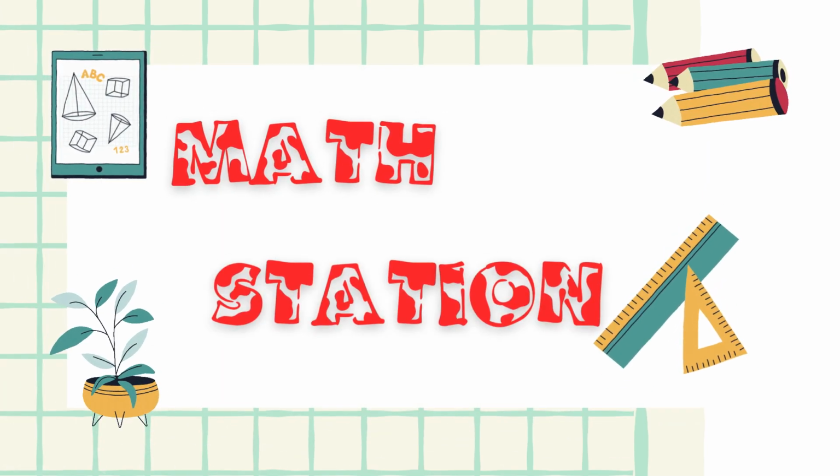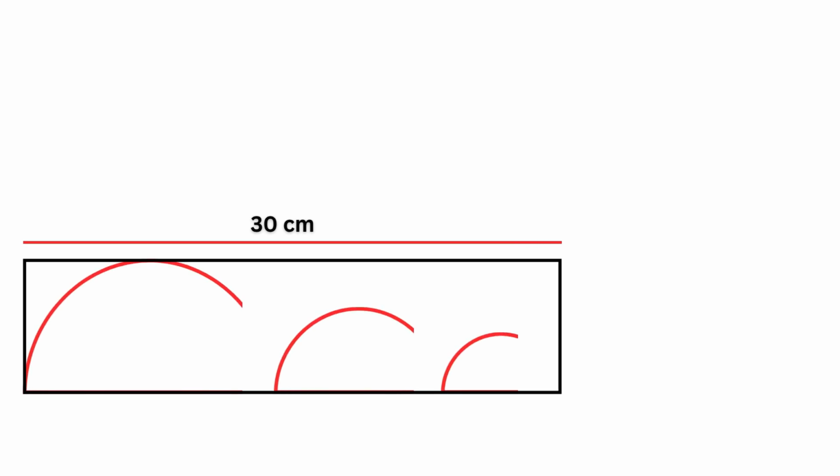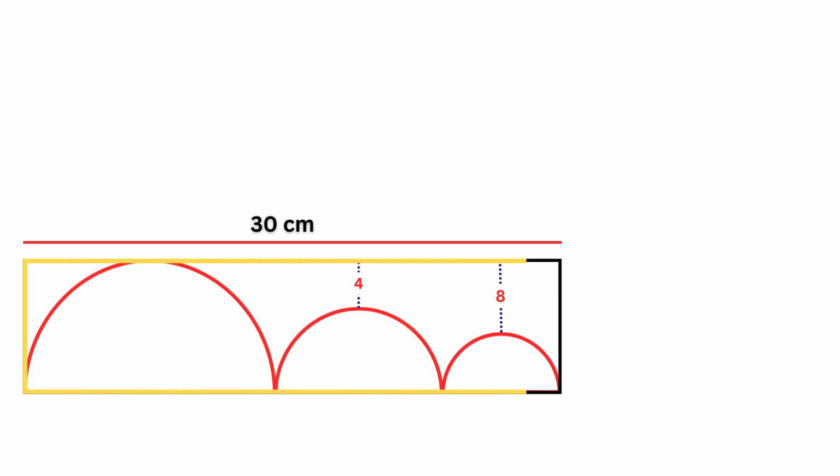Hello and welcome back. Today we have a rectangle whose length is 30 centimeters. Inside the rectangle there are three semicircles in such a way that they touch each other and also touch the side of the rectangle. We are given that the gap between the medium semicircle and the top of the rectangle is 4 centimeters, and the gap between the small semicircle and the rectangle is 1/8 centimeter. By using this information, we are going to find the perimeter of the rectangle.